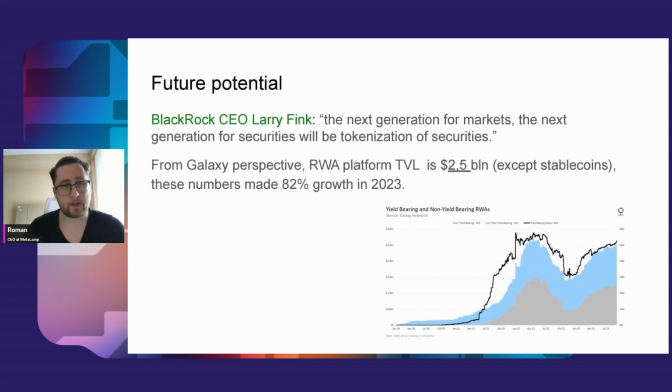And from the Galaxy perspective, Galaxy is a financial and consultancy company in the Web3 space, famous enough. They provide statistics that TVL of RWA platforms is $2.5 billion. And this is without stable coins, I mean. So it's only about gold, silver, and other types of RWA. And these numbers made huge growth in the last year, and I guess they would make even more this year. So the future of this market could be very interesting and very promising. That's what we have right now, and that's what we had in 2023.